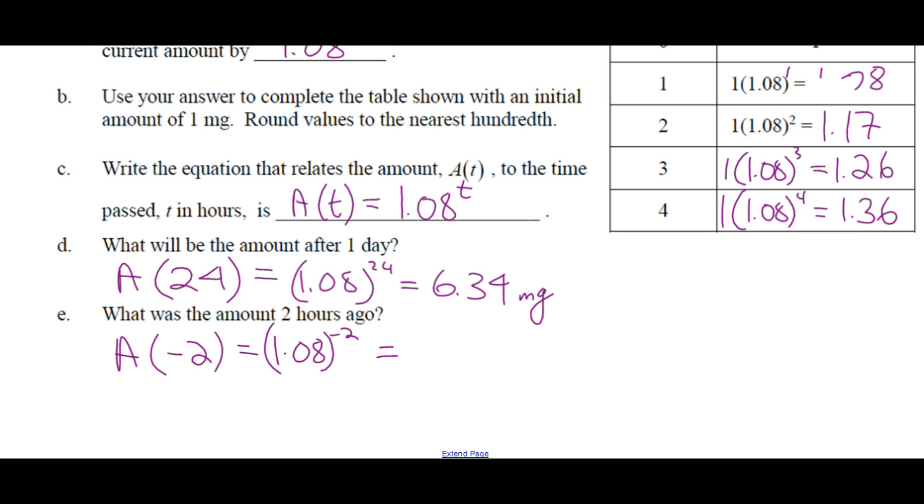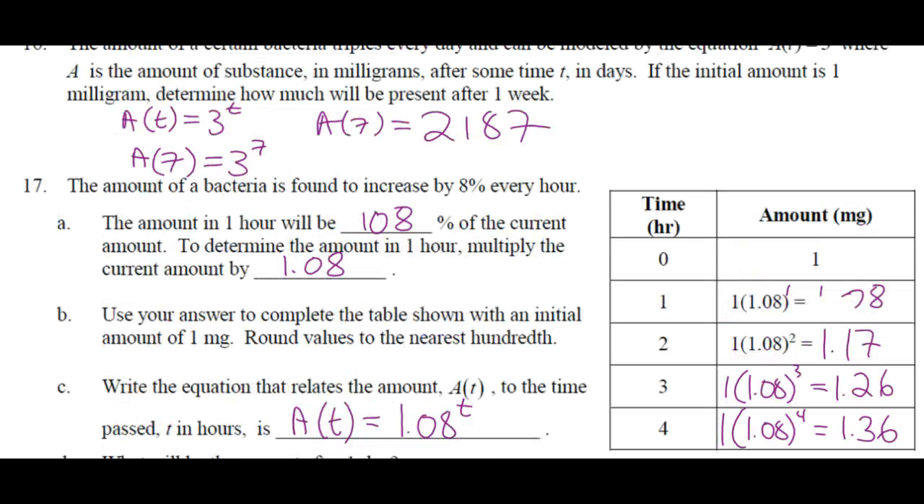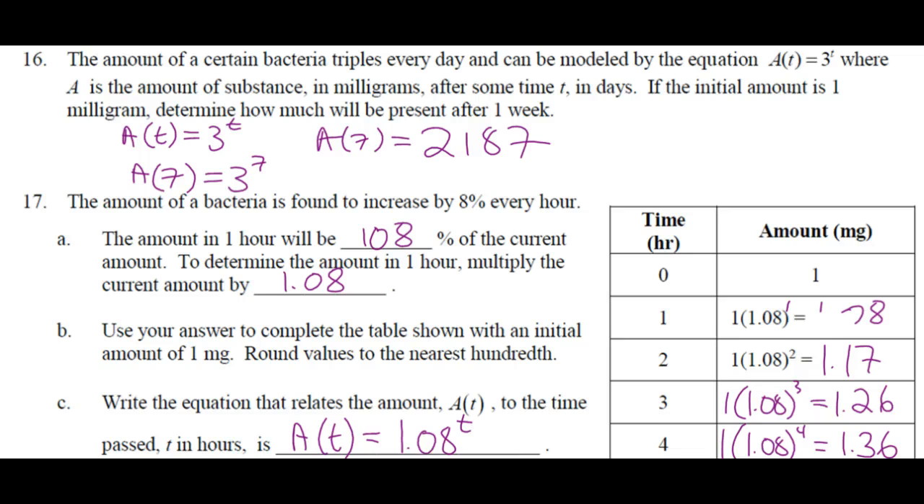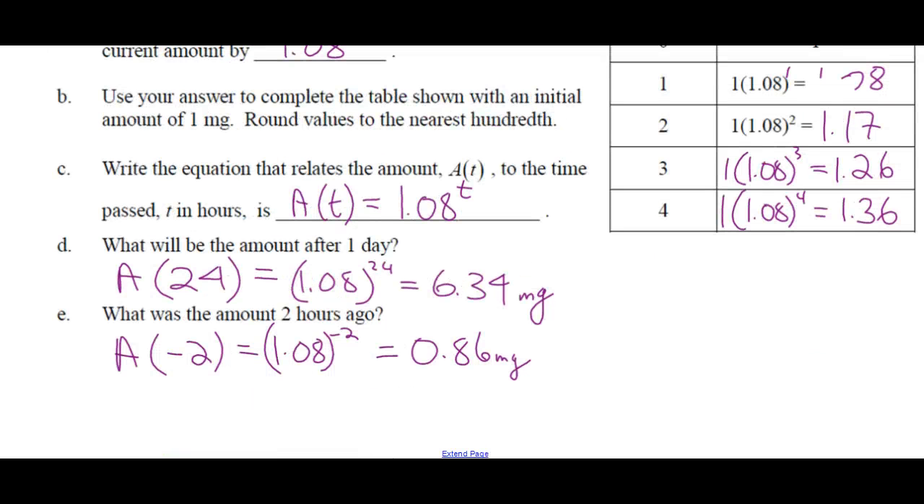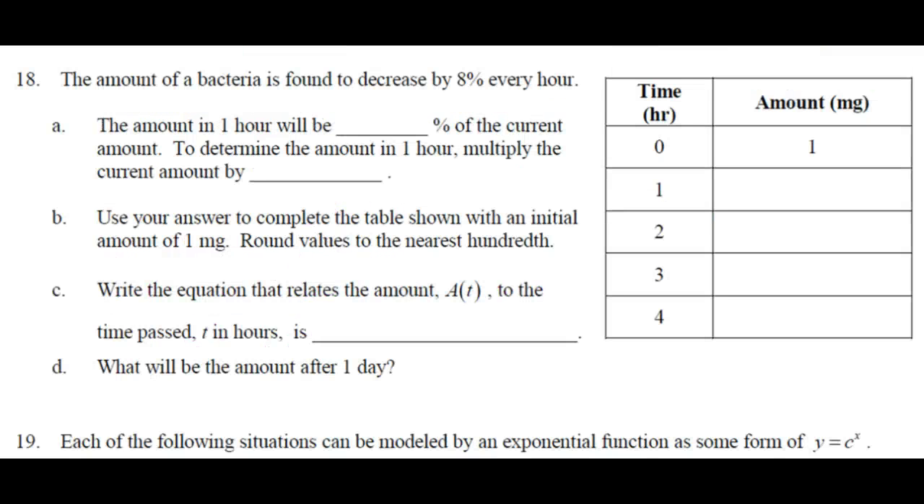what are we doing? Nearest hundredth? 0.86 milligrams. Okay. Don't forget the units. So I think this is a measure of the mass of bacteria. This is the amount of bacteria, but it's really an amount in milligrams. It should be more the mass of bacteria.